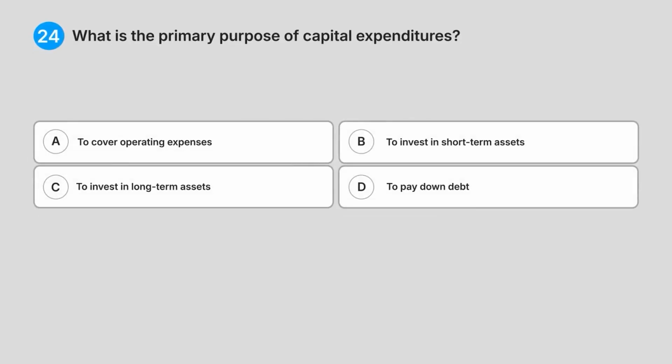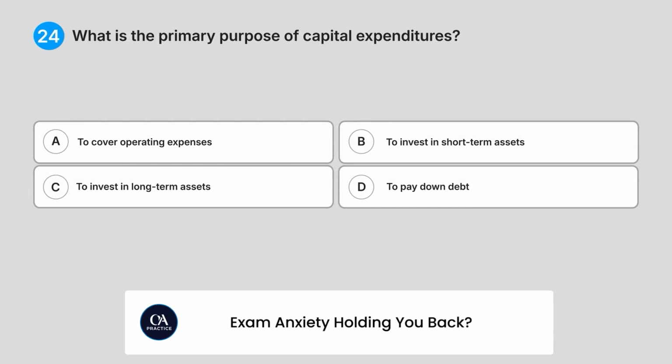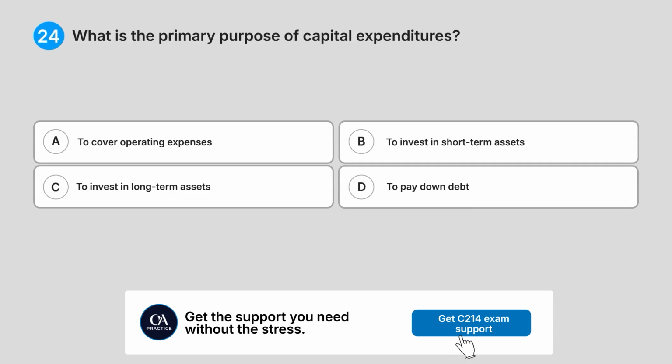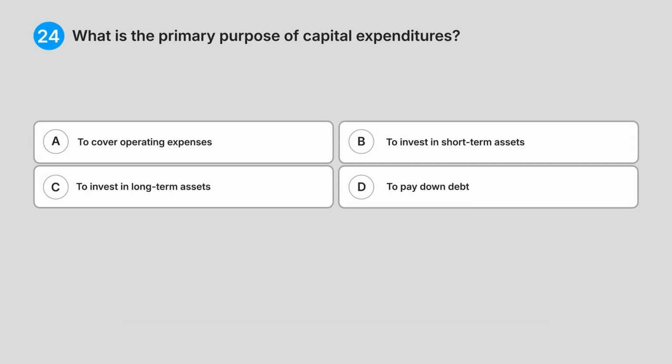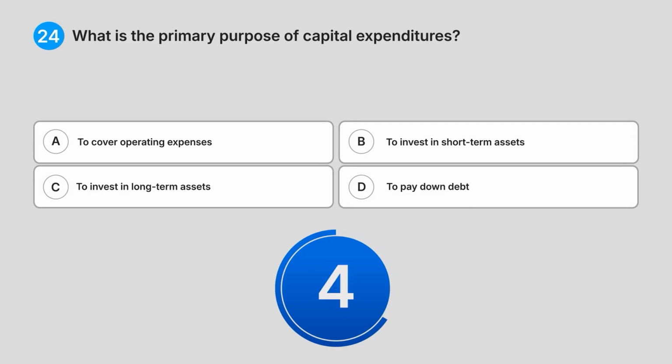24. What is the primary purpose of capital expenditures? A. To cover operating expenses. B. To invest in short-term assets. C. To invest in long-term assets. D. To pay down debt. Do you know the answer?